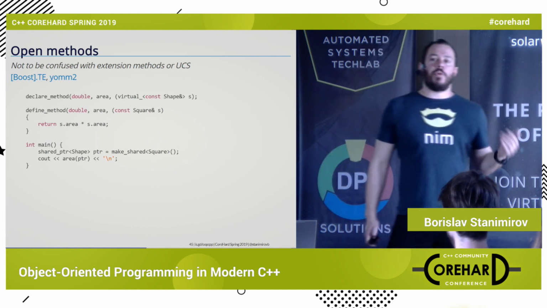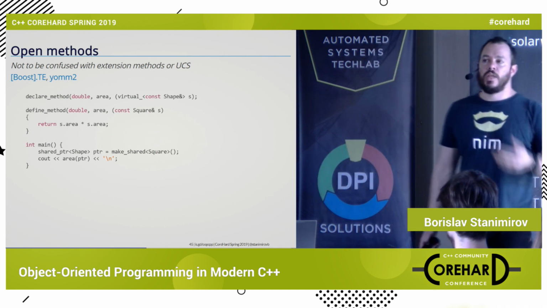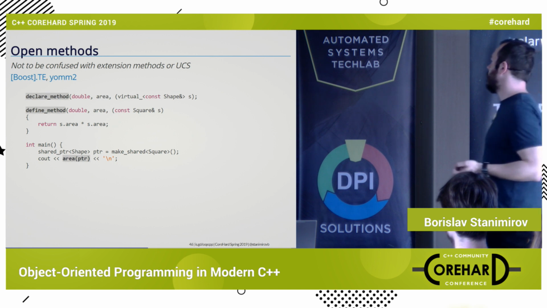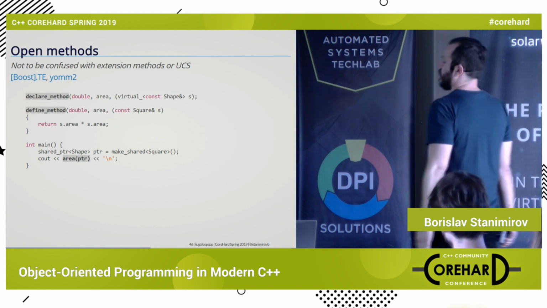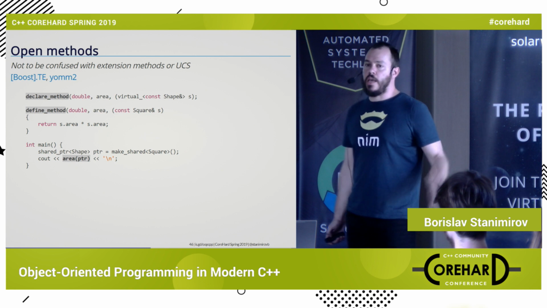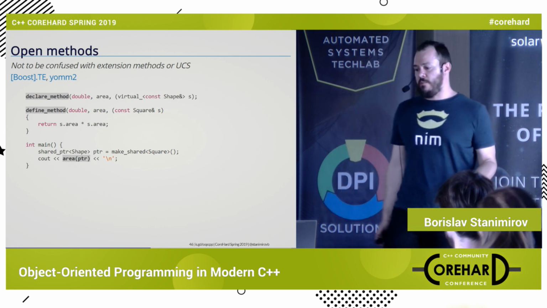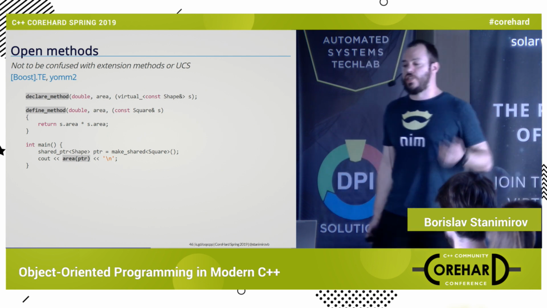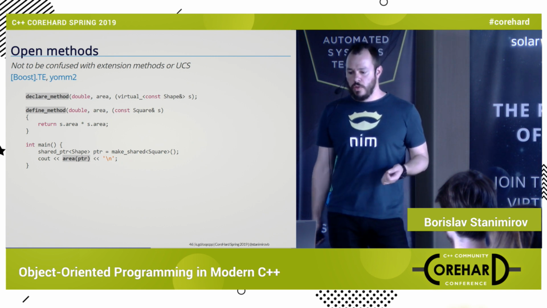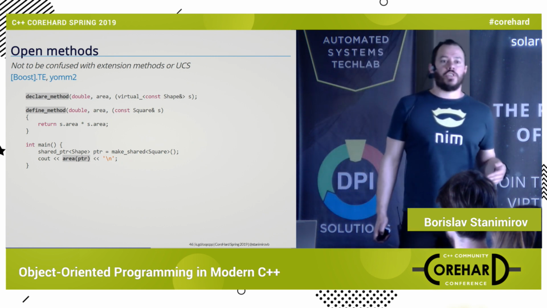And this is code which compiles with YOMM2, without the inclusion of the headers, of course. What it does is basically you have a declare method. You say area is my new method. You have a define method. You define the area for a given shape and for all the shapes you want it to. And then you call it in your function.